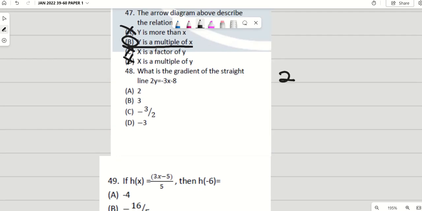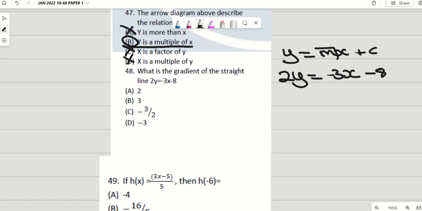2y is equals to minus 3x minus 8. Now we know gradient in any kind of straight line, the uniform is y is equals to mx plus c, where your coefficient of x is your gradient. So basically, when they give you this equation here, you want to make y the subject.